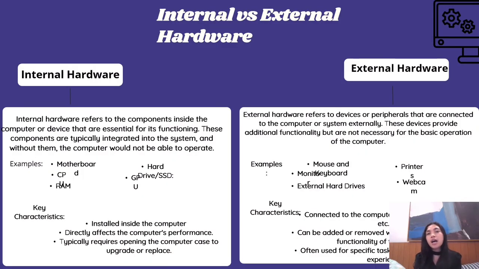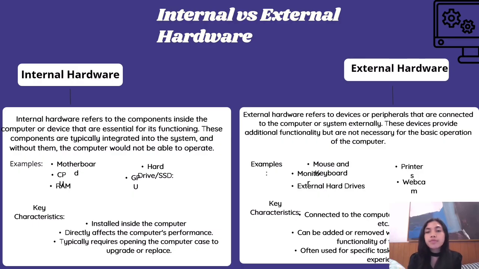Internal and external hardware. Internal hardware refers to the components inside the computer or device that are essential for its functioning. These components are typically integrated into the system, and without them, the computer would not be able to operate. Examples: motherboard, CPU, RAM, hard drive, and GPU. The key characteristic is that they are installed inside the computer and directly affect its performance. Updating or replacing them typically requires opening the computer case.